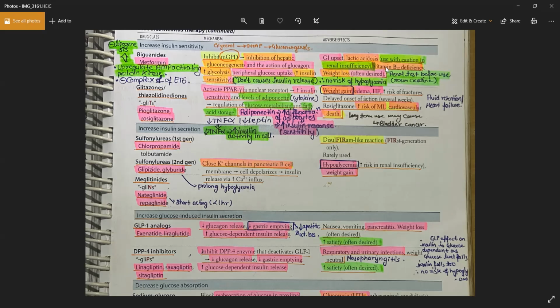Vitamin B12 deficiency happens after very prolonged use of metformin. Weight loss happens and it is often desired. Metformin does not cause hypoglycemia because it does not cause insulin release. It is just promoting the sensitivity of insulin, inhibiting gluconeogenesis, promoting glycolysis, and inhibiting lipogenesis. But it does not cause hypoglycemia because it does not cause insulin release. So no risk of hypoglycemia. Any doubt on metformin?